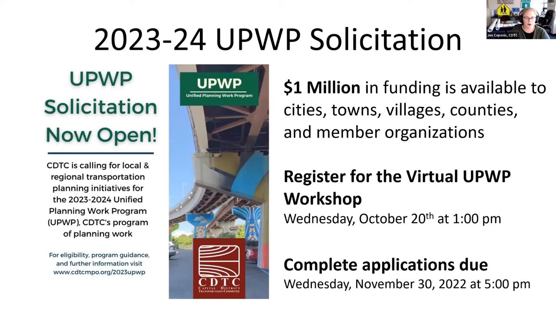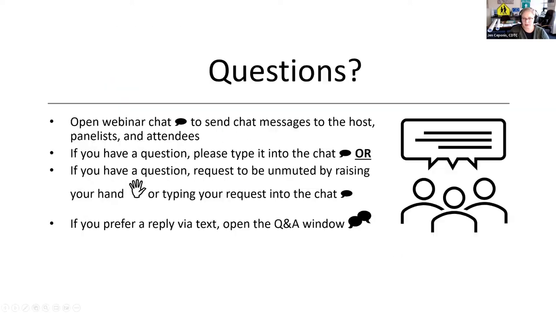If you are considering applying, there is a workshop October 20th. It's not Wednesday, it's Thursday. Apologies for that typo. So this Thursday at 1 p.m., there is a workshop. It will go right through the guidance and explain the application process. You can also request a pre-application meeting with CDTC. Complete applications are due November 30th, which is a Wednesday. So with that, we'll move on to questions.